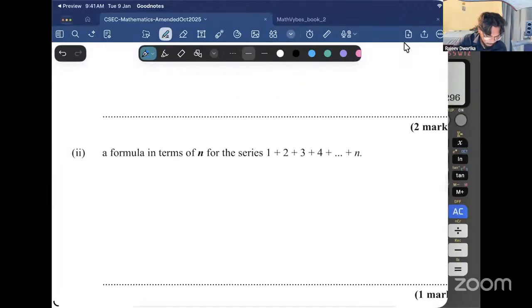And now they want a formula in terms of n for the series 1 plus 2 plus 3 plus 4 plus n. Like Shamwiz, big up yourself. Right, so I'm gonna let Virginia help me with this one. A formula in terms of n for the series 1 plus 2 plus 3 plus 4 plus and so on plus n. Like basic. Yeah, Virginia, this is like Admans territory.